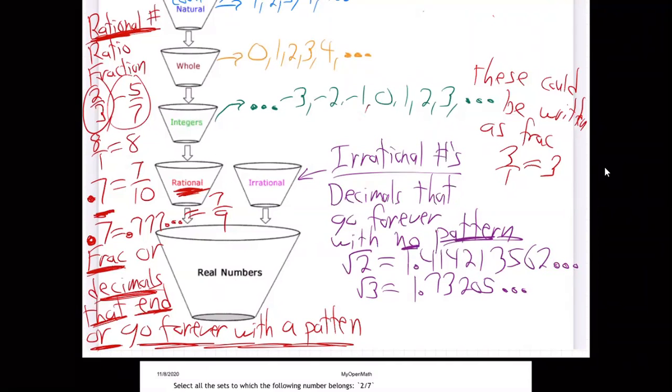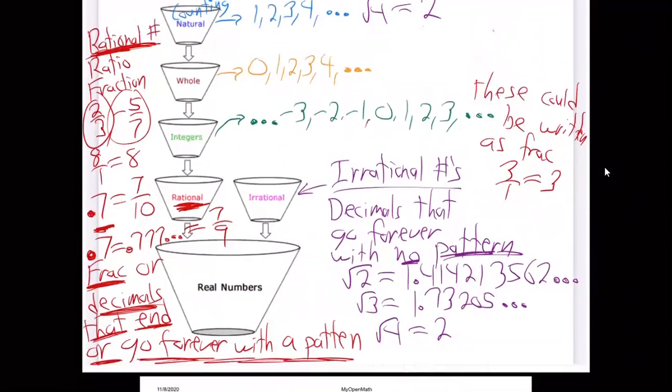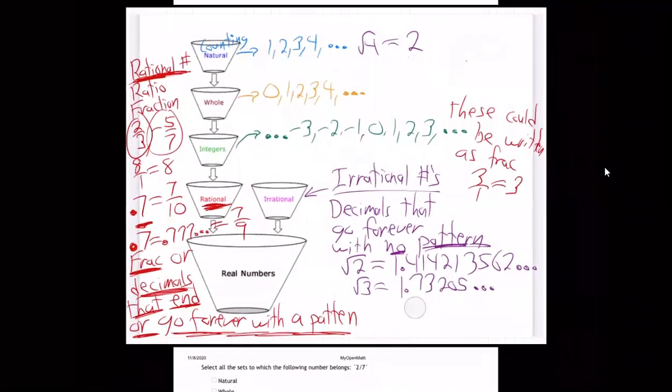But then square root of 4, that's just 2. That's just a whole number. So some square roots, if they're clean, just are whole numbers. But square roots that are not clean, their decimal goes forever with no pattern. They're irrational. And then another example would be pi.